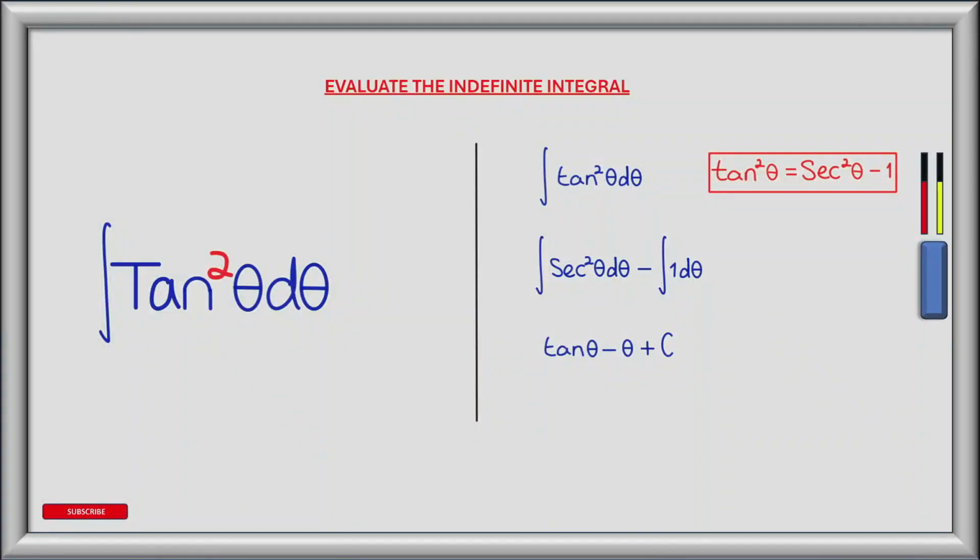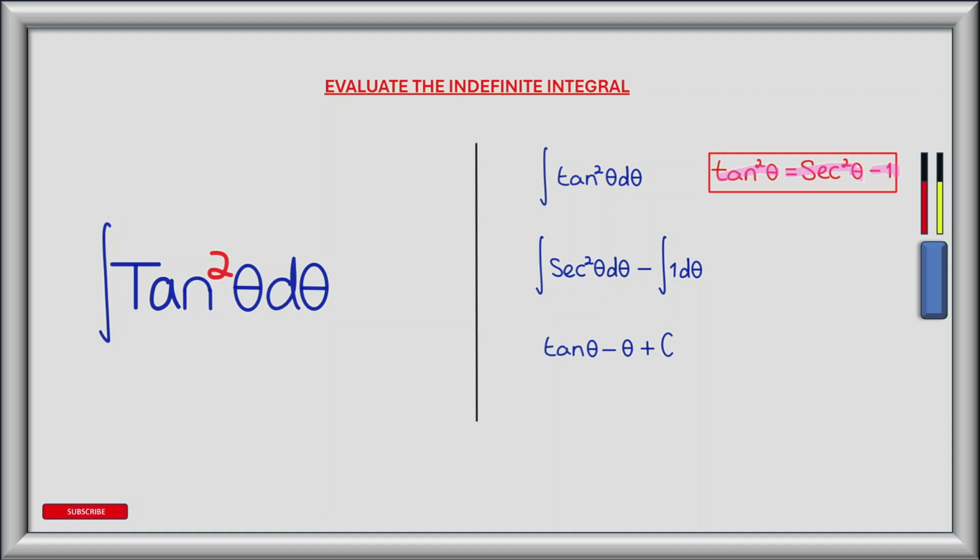Let's look at how we find the indefinite integral of tan²θ dθ. To evaluate this, we need to use a trig identity to replace tan²θ with something that we can more easily integrate. For this integral, we can use the trig identity tan²θ is equal to secant² minus 1.